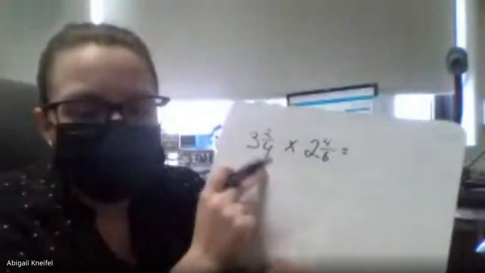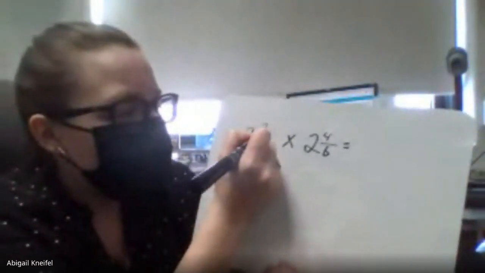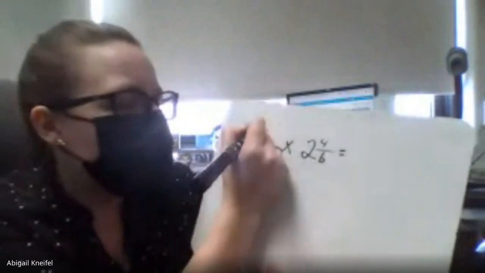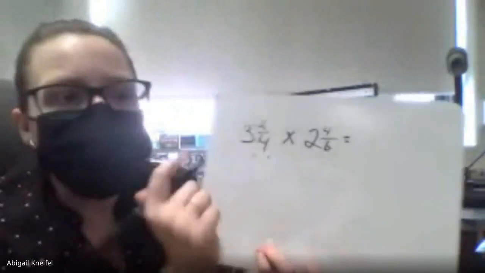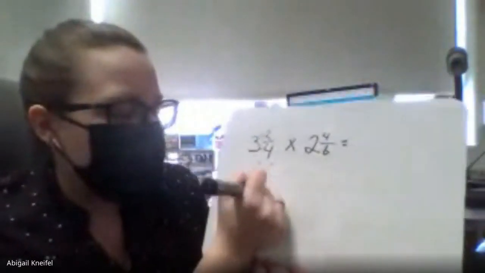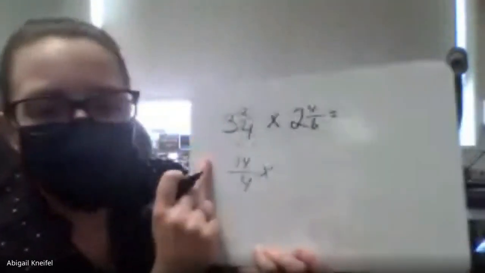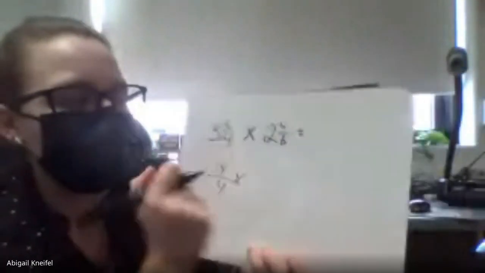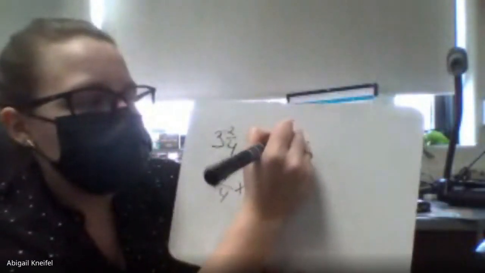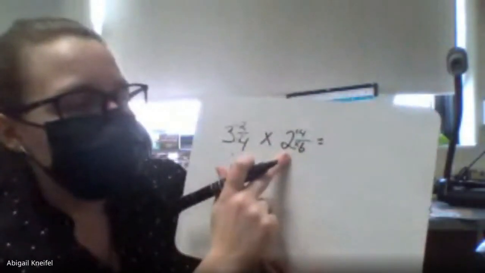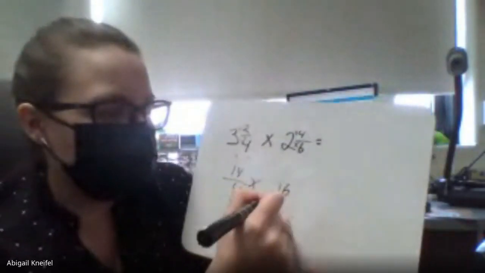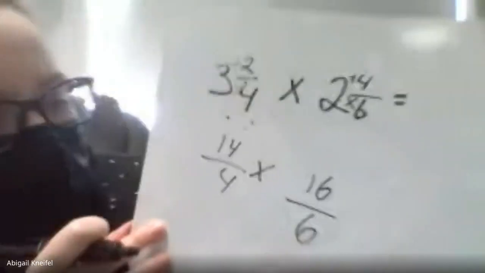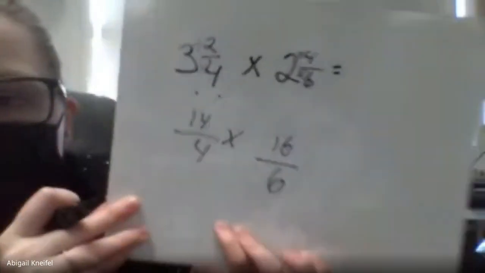We're multiplying our whole number and our denominator plus the numerator. 4 times 3 is 12. Plus 2 is 14. My denominator stays the same. So I have 14 over 4 times 2 times 6 plus 4. 6 times 2 is 12. Plus 4 is 16 over 6. That is what I have right now. 14 over 4 times 16 over 6.